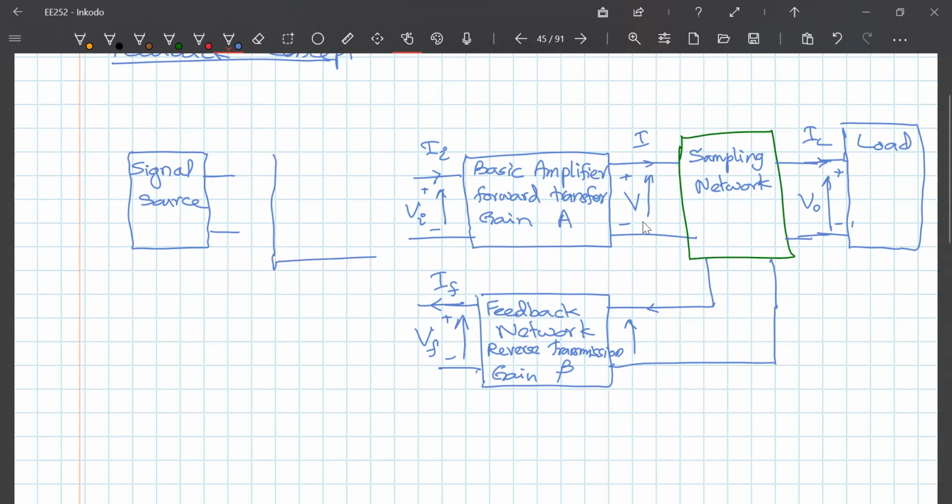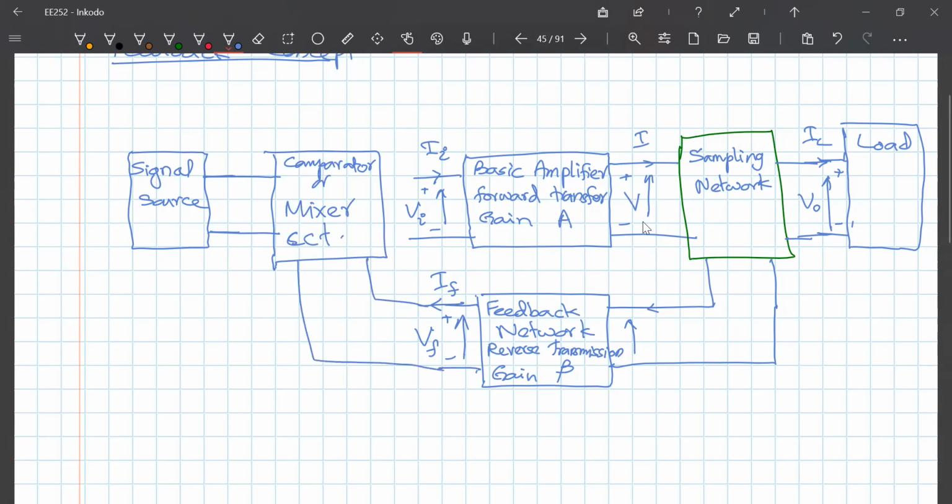Then what you do is you take this output of this feedback network and mix it with the input signal from the source. Okay, so this is the source signal. So we call this comparator or mixer circuit. Okay, mixer circuit. So what you do is basically feed this here.